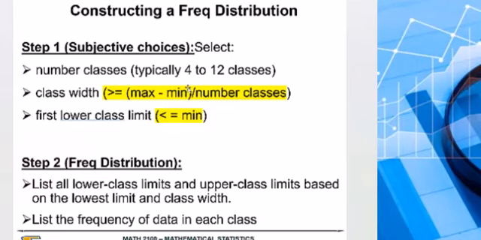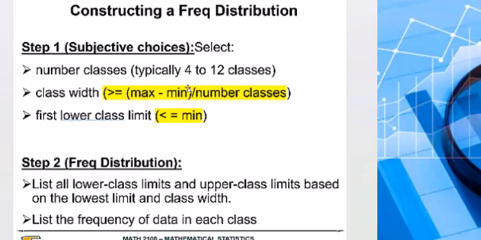So how can we construct a frequency distribution? There are several steps we can work on. First, we call step 1, which is subjective choices. In this case, first you need to choose the number of classes. It depends on the story you want to tell, right? But typically, people choose from 4 to 12 classes.